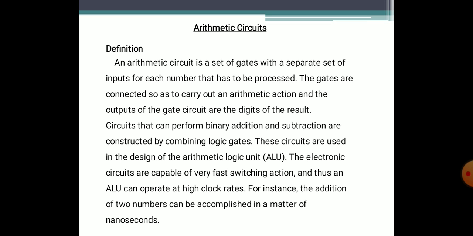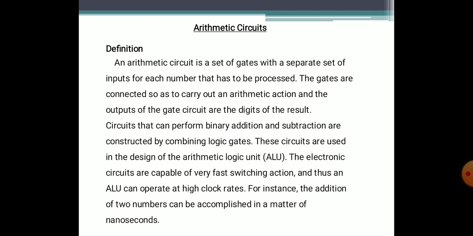The electronic circuits are capable of very fast switching action, and thus an ALU, arithmetic logic unit, can operate at high clock rates. For example, the addition of two numbers can be accomplished within nanoseconds.